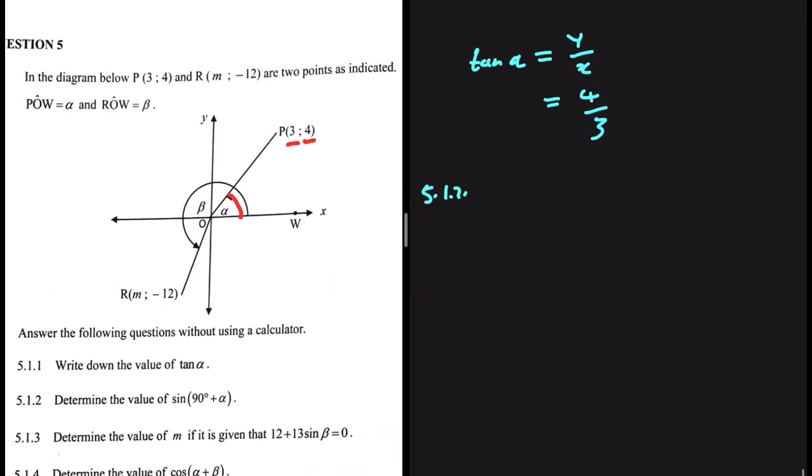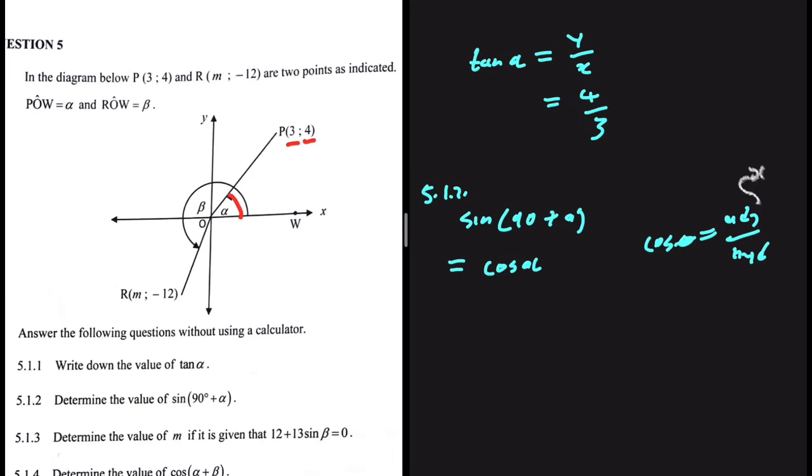5.1.2. Determine the value of sine of 90 degrees plus alpha. Sine of 90 plus alpha will be equal to cos of alpha. Now we just need to figure out what cos of alpha is equal to. Cos of theta is equal to the adjacent divided by the hypotenuse. The adjacent usually being x and the hypotenuse is obviously r. So we have the value of x. x is equal to 3, but we need the hypotenuse.